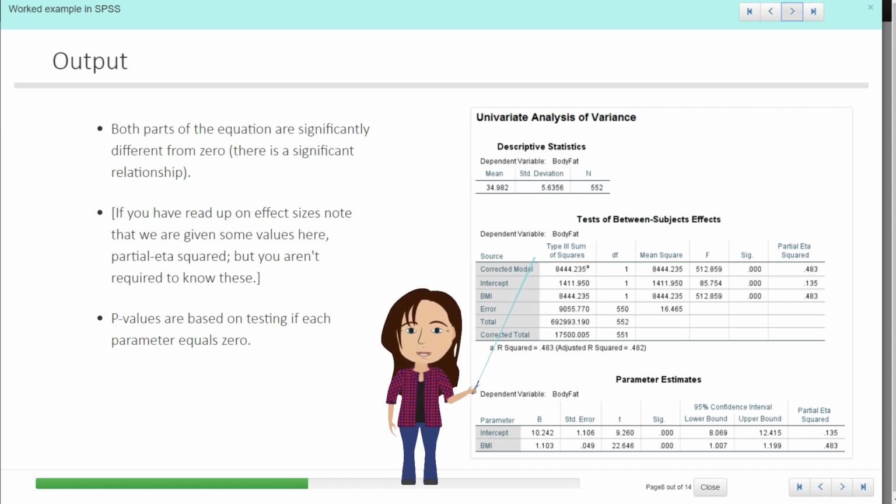So if you have read up on effect sizes, I'm going to guess most people haven't, but there might be a few that have. That's this partial eta squared, and that gives us a measure of how big the effect is. In this context, we're probably not so concerned with that, just because we're looking at the strength of the relationship between the two variables, but in other contexts that might be more important.